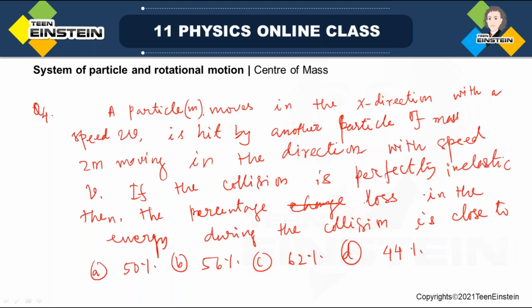I'll make it clear once again. A particle of mass m is moving in the x direction with speed 2v, hit by another particle of mass 2m moving in the y direction with speed v. If there is a collision between them and that collision is perfectly inelastic, then what is the percentage loss in the energy during the collision? That we have to calculate.